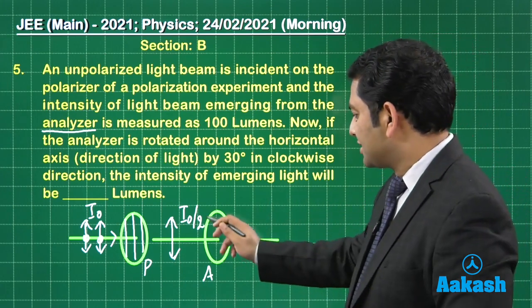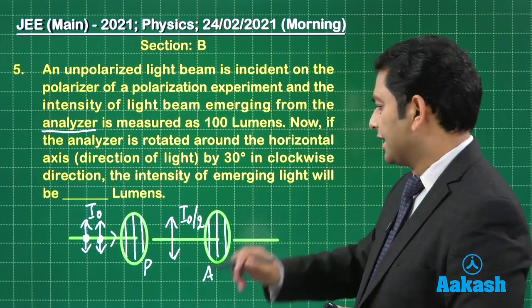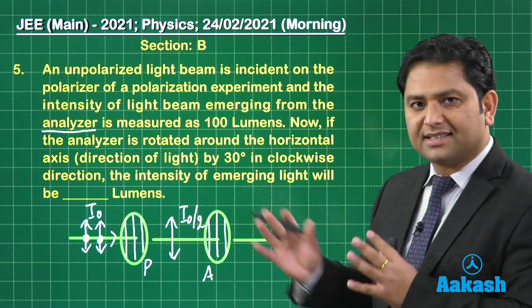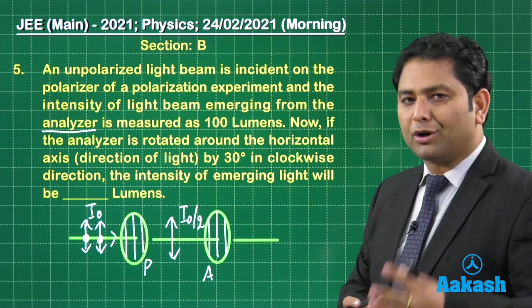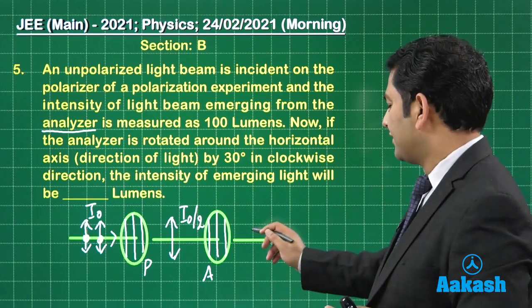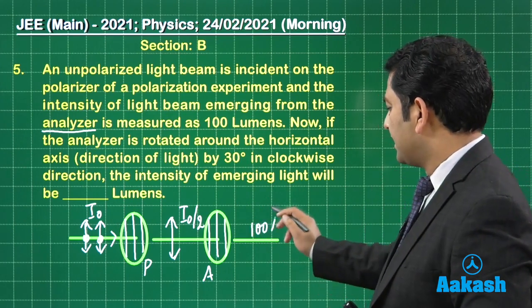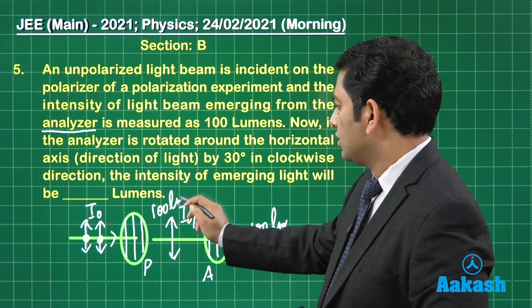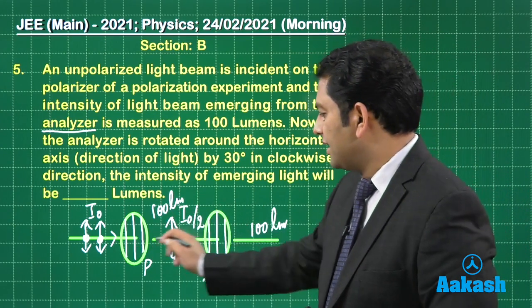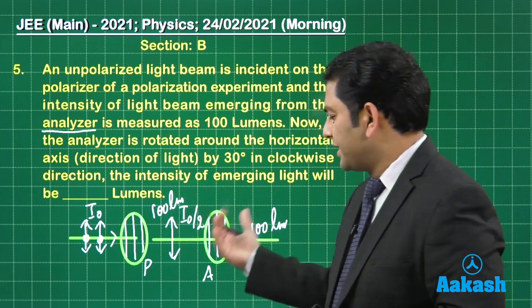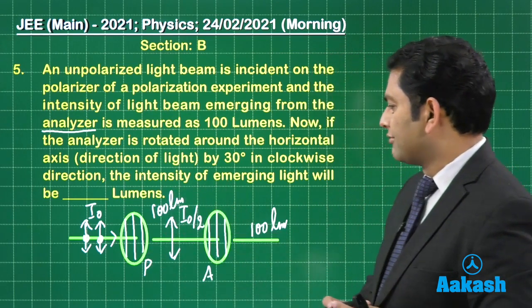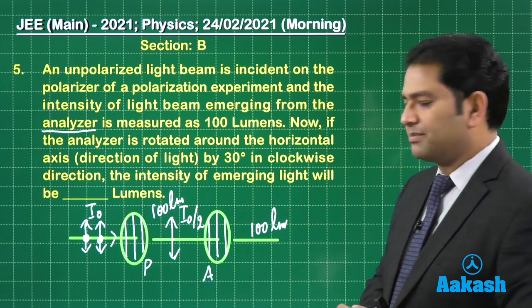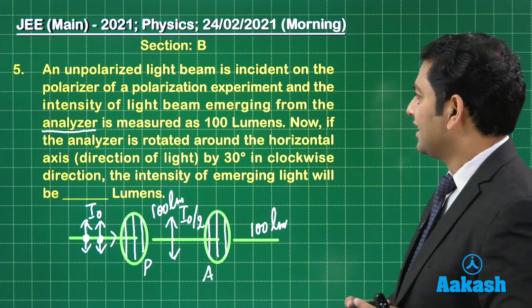So I'm just assuming in good faith that the axis, the plane of polarization, is the same, so therefore this will be 100 lumen. That means this was 100 lumen, which is I naught by 2. The transmitted light of the polarizer is 100 lumen, and that is also the transmitted intensity of the analyzer.